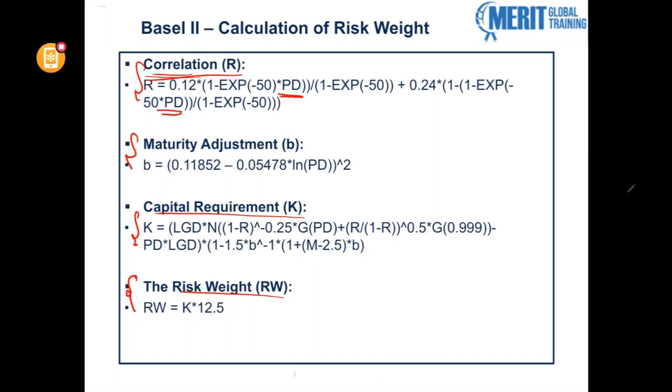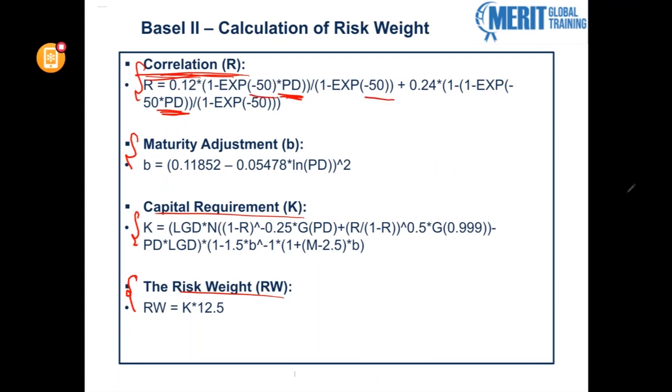So which means that correlation focuses on the probability of default of assets that are highly correlated, the relationship between them. Okay, how do we measure the default rate of highly correlated assets? If you look at it, we have correlation equals 0.12 multiplied by (1 minus exponential of minus 50 multiplied by the PD), divided by (1 minus exponential of minus 50). All these are constants. They are given to us.